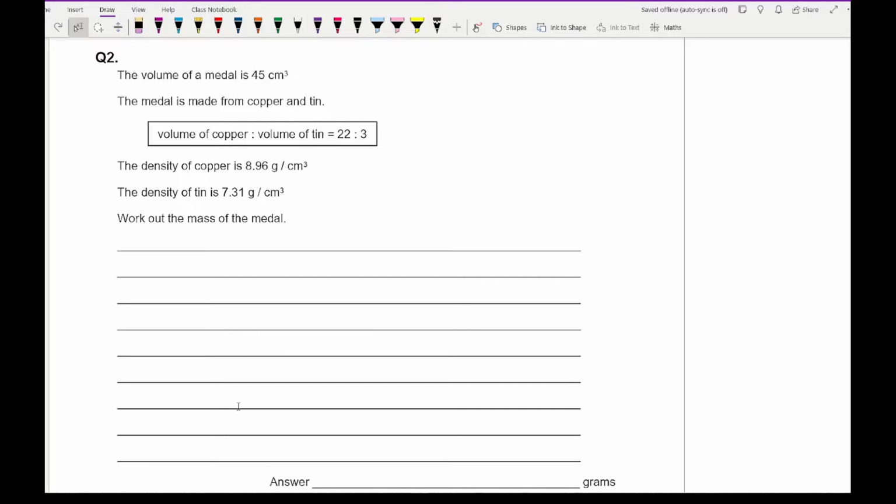So from this, what we want to do is check that our units are the same, for the volume and for the density. You can see that we've got centimetre cubed, which is absolutely fine, so we don't need to tinker with any of those. Now, the key thing to remember is that density equals mass over volume, and that mass equals density times volume. These are the formulas that I'm going to be using.